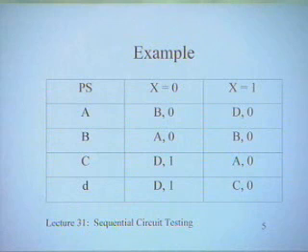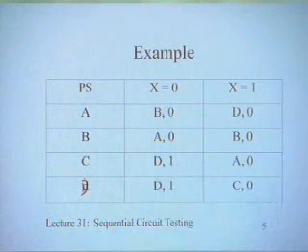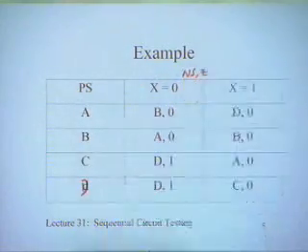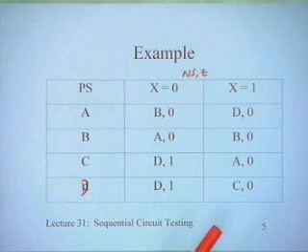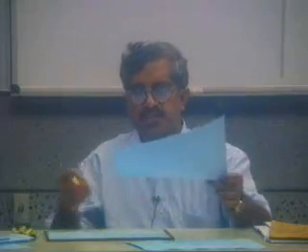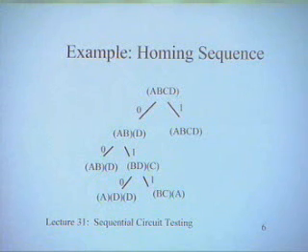Let us take a very simple state table. There are 4 states A, B, C, D, and some outputs are specified. This is your present state, this is your next state, and Z. What happens over here is I am only allowed to monitor the output, just like in the case of either distinguishing or homing, nothing else. About the states I should only be able to distinguish. Now let us see this homing sequence tree.